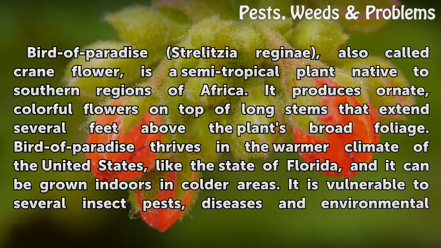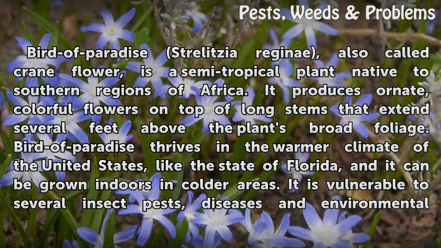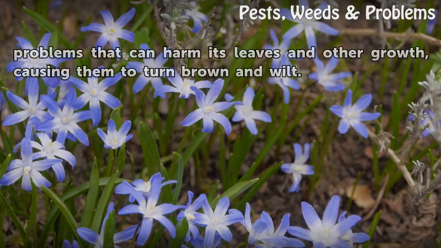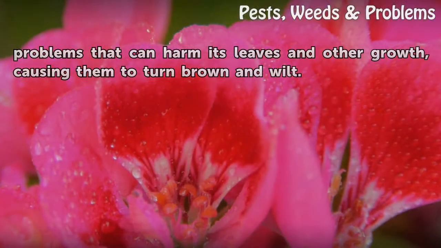It produces ornate, colorful flowers on top of long stems that extend several feet above the plant's broad foliage. Bird of paradise thrives in the warmer climate of the United States, like the state of Florida, and it can be grown indoors in colder areas. It is vulnerable to several insect pests, diseases and environmental problems that can harm its leaves and other growth, causing them to turn brown and wilt.